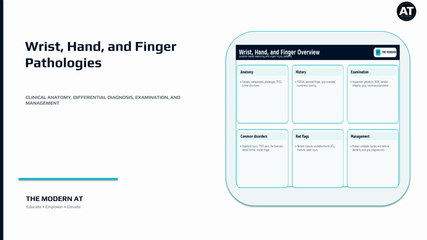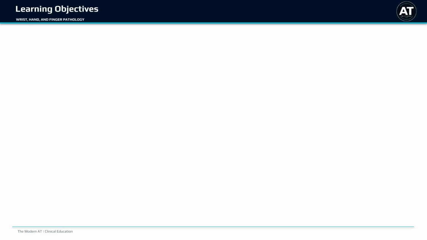What mechanism created it? And what function has been lost? Radial wrist pain after a fall, ulnar wrist pain with rotation, night numbness in the median nerve distribution, and loss of active finger motion all point to different priorities. The goal is to build a safe, location-based approach to evaluation, protection, referral, and return to activity. These objectives frame the lecture.